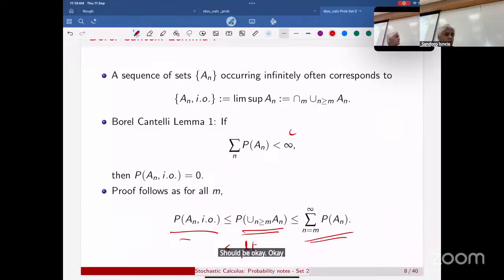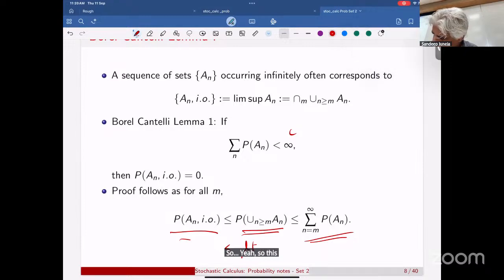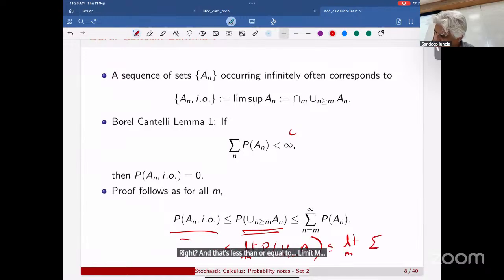Okay, cool. So this is the probability of the union over m, and that's less than or equal to the limit of the summation of P of A of n. The right hand side is 0, hence the middle side is 0, hence this probability is 0.